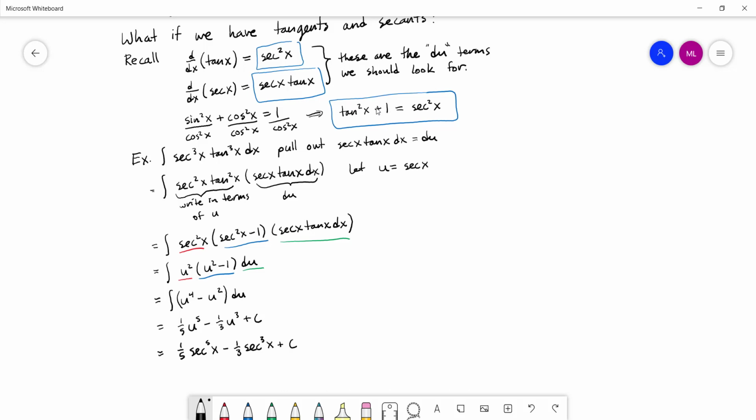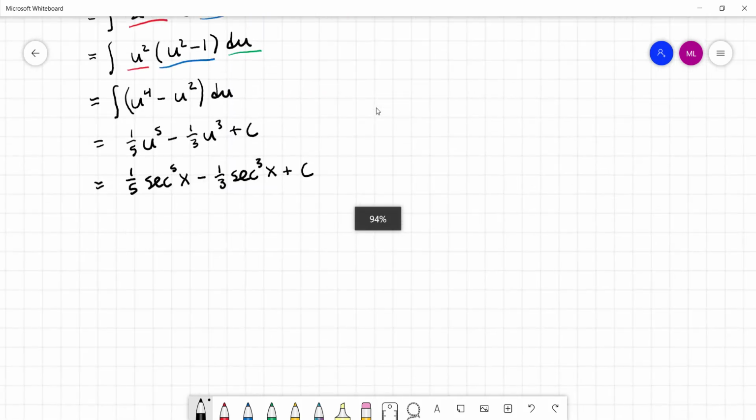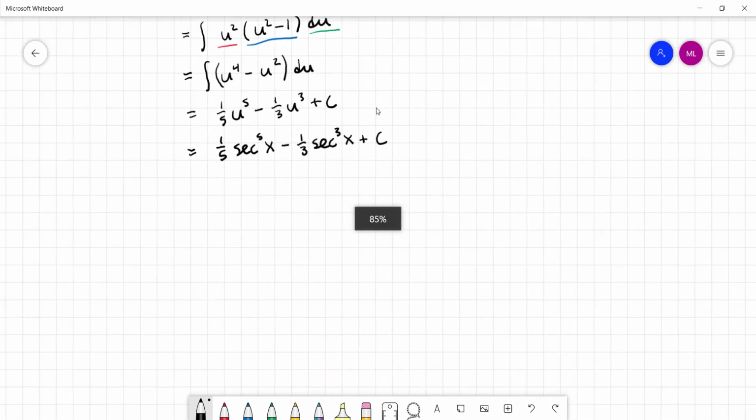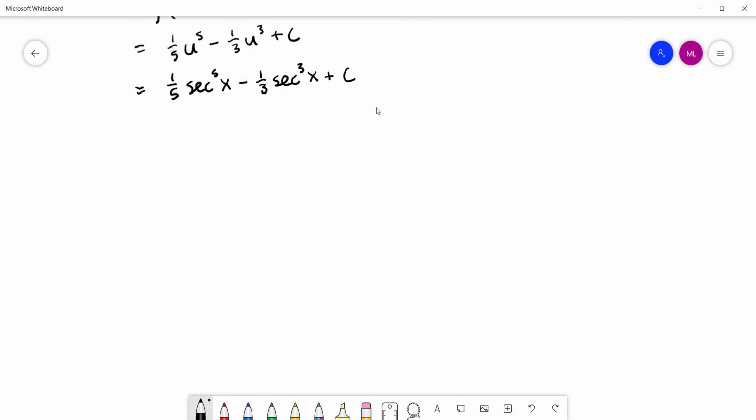Okay, let's try yet another one. So in this one, let's do a definite integral, just because we haven't done any of those in a while. So I want to do the integral from 0 to pi over 4 of, let's say, secant to the fourth of x, tangent to the fourth of x, dx.